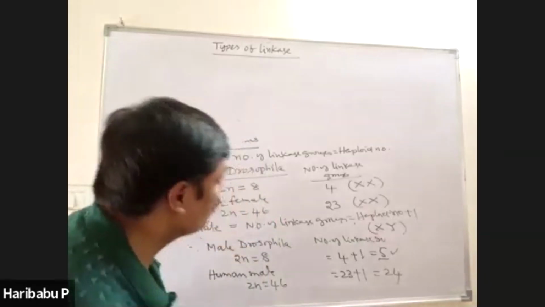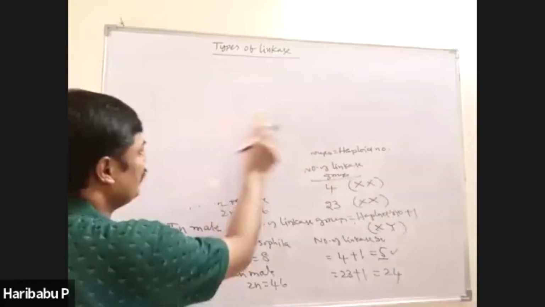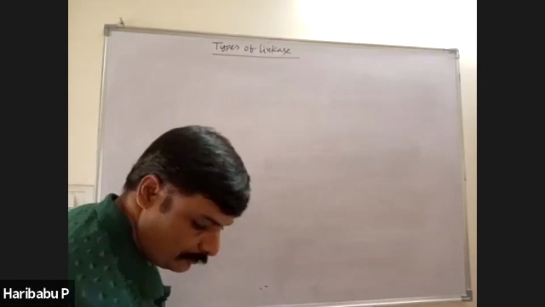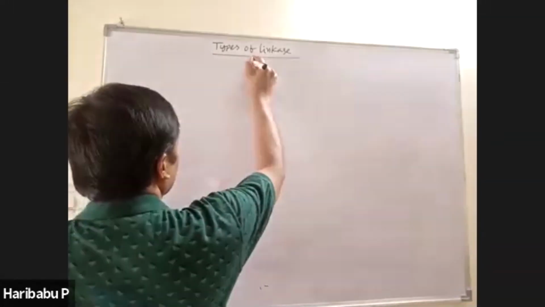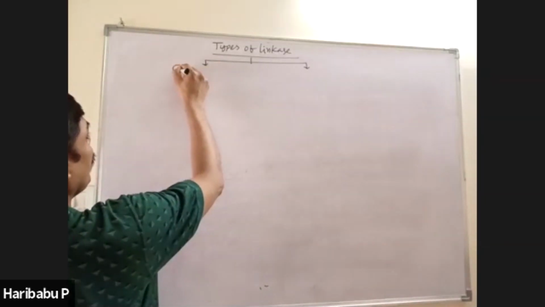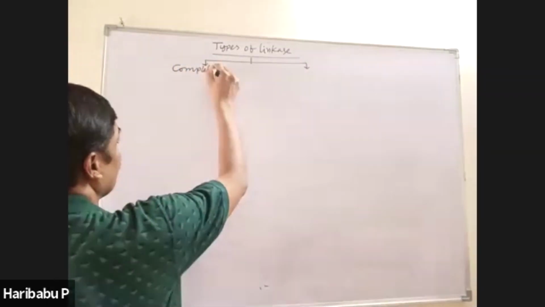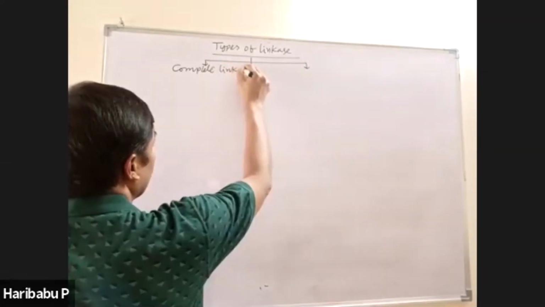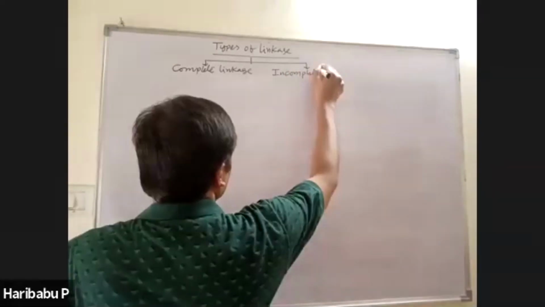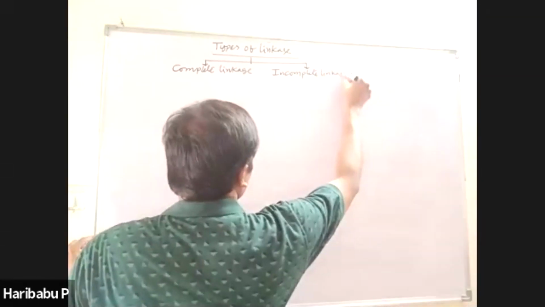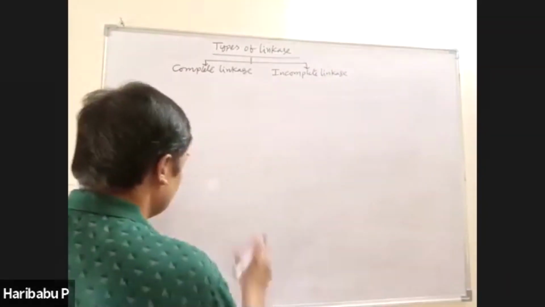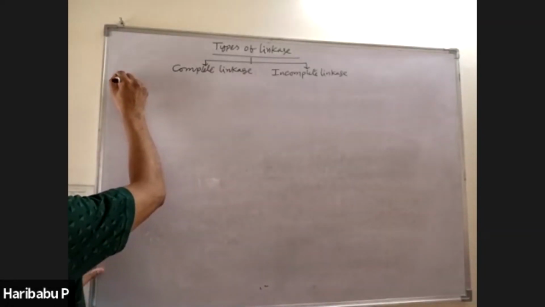Based on this, the linkage is divided into two types, namely complete linkage and incomplete linkage. Types of linkage: complete linkage and incomplete linkage. First one, complete linkage.